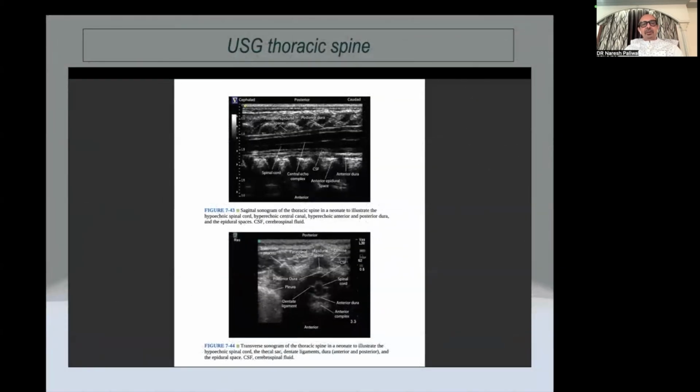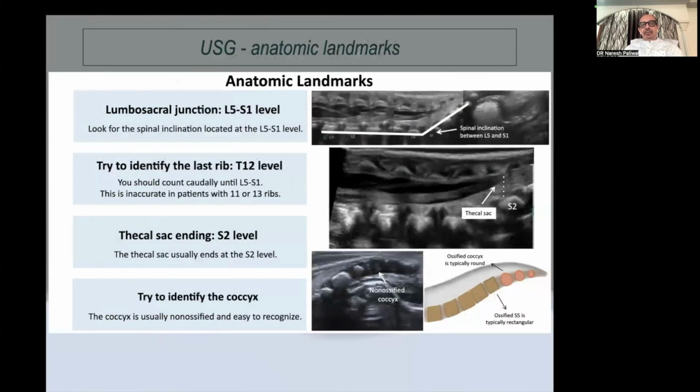With USG of the thoracic spine, as I have already told, you can see very nicely the posterior complex, anterior complex. You can see the direction of the dural space nicely. You can do even USG guided thoracic spinals in kids if you have those facilities available. Then you can have landmarks for giving a segmental spinal. You can start from the L5-S1 level, then you can try the 12th rib and go upwards, and the thecal sac ending at S2. You can see that.